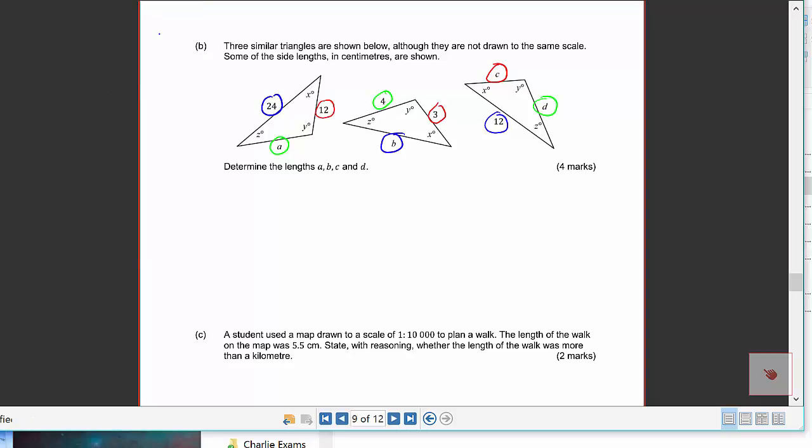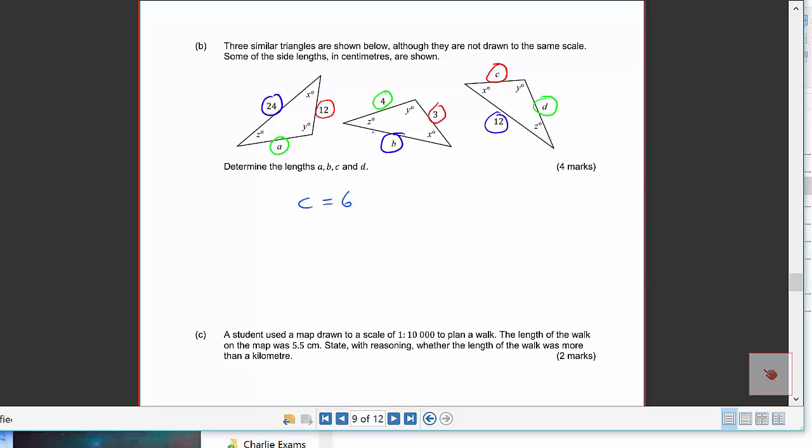So let's see what happens now. If we look at this one, the lengths in this one are half of the lengths in this one, because the corresponding sides are 24 and 12. So between x and y we've got 12. Here we've got c. So that tells me that c must be half of 12, which is 6.